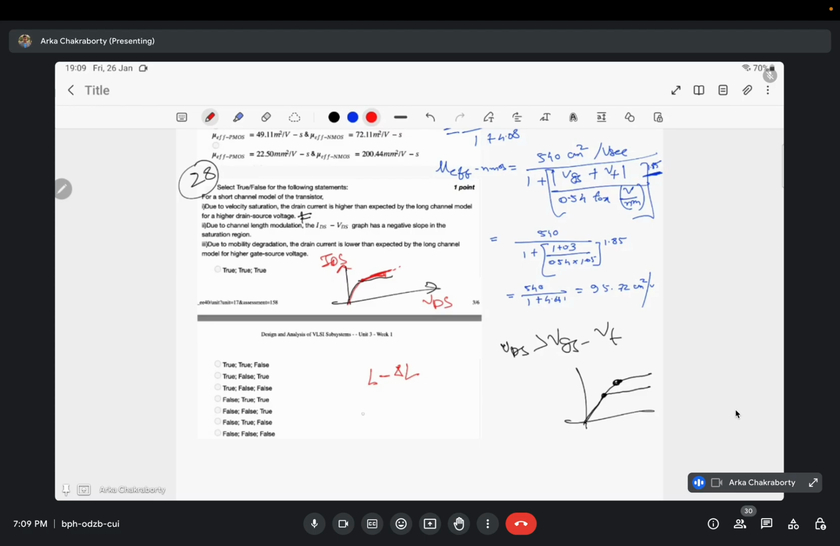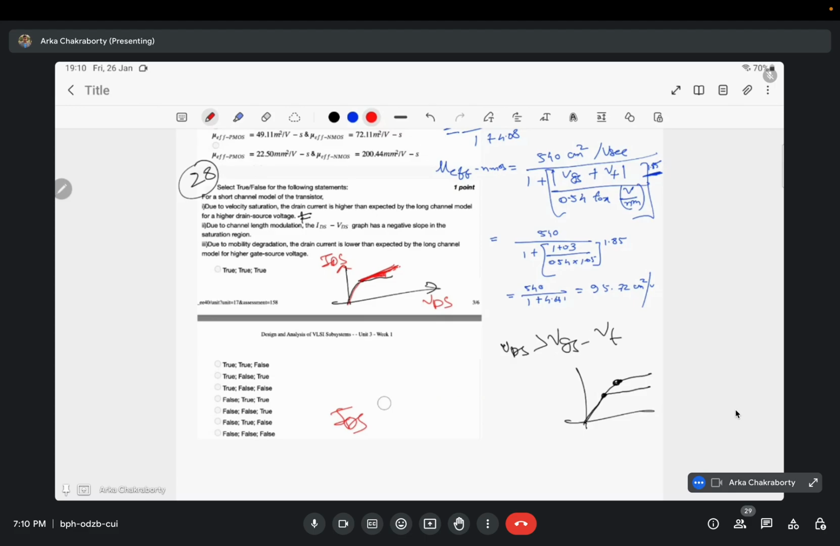When you use lambda, the CLM parameter, which is another empirical model, and you expand 1 minus delta L by L to the power minus 1, you get a term, and this delta L depends on VDS. If you increase VDS, the space charge region will increase. So as we apply higher and higher voltages, my IDS starts growing. This leads to a lambda VDS term in the IDS expression. That's why I get a small increase in current.